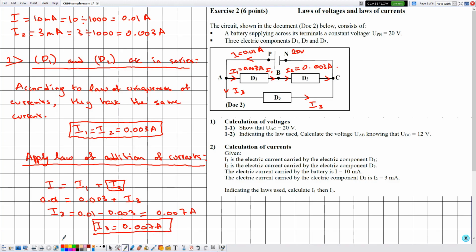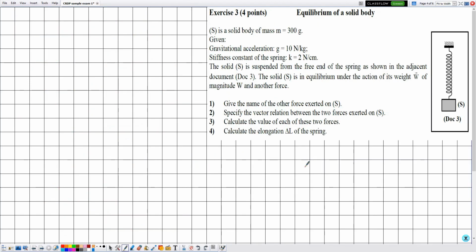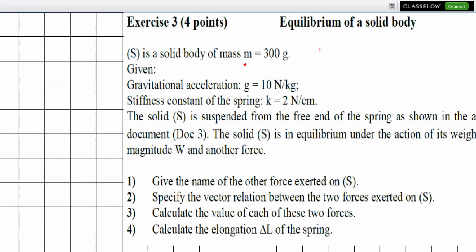Let's move to the next one, which is exercise number 3, equilibrium of a solid body. S is a solid body of mass m equal to 300 grams.